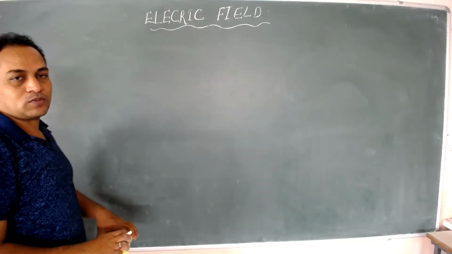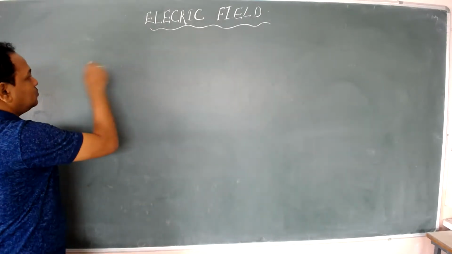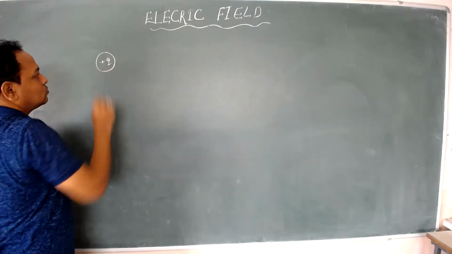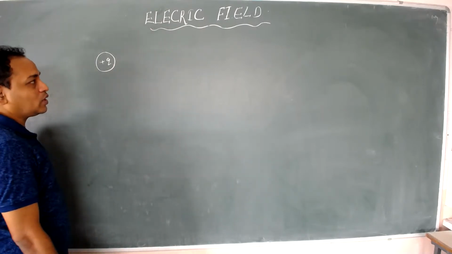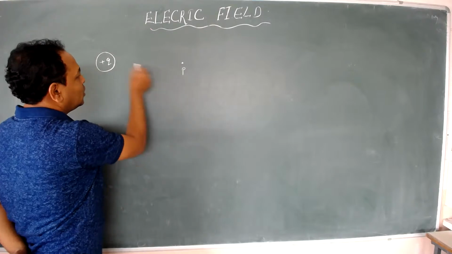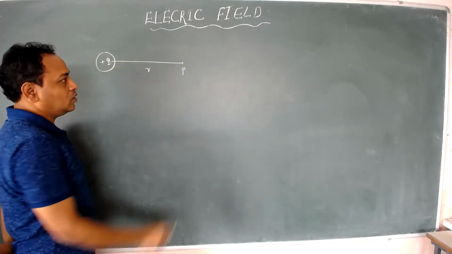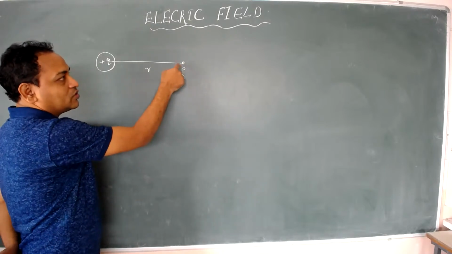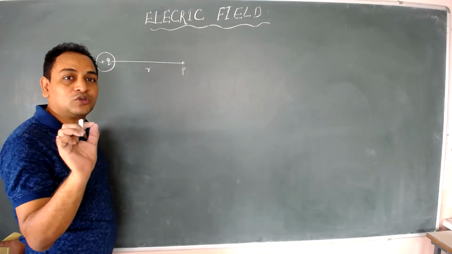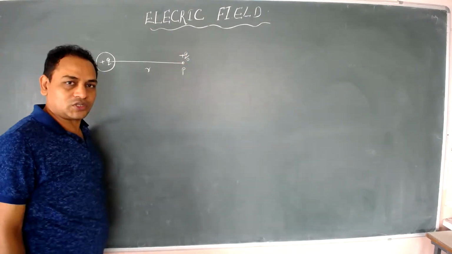Now let us have a small derivation for this electric field intensity. Let us consider this is a positive charge. Here I wish to calculate the electric field intensity at a particular point P, which is at a distance, say R, from its center. To calculate the electric field intensity at this point, what do we have to assume? We have to assume a unit positive test charge. So let us consider here I have assumed a unit positive test charge.